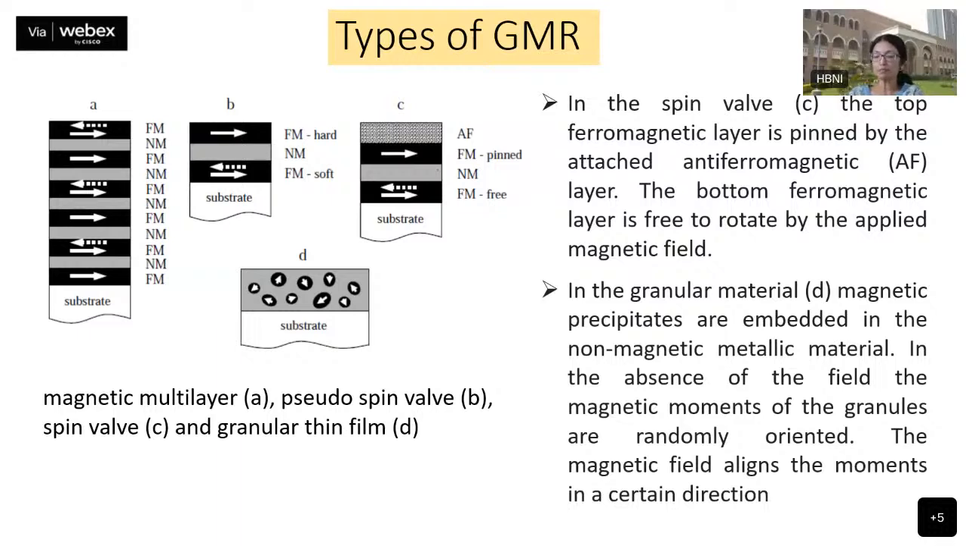And then there can be, this is the most common one, granular thin films. What you have are magnetic precipitates embedded in a non-magnetic metallic matrix. What happens when there is no field? Then, as you can see, they are aligned in any direction. The moment you apply a field, they become oriented in a certain direction, and the moment this orientation happens, you find the resistance changing. It will allow the up spins to pass or the down spins not to pass, and at the end of the day, what you find is a change in the resistance, and this gives rise to the GMR effect.